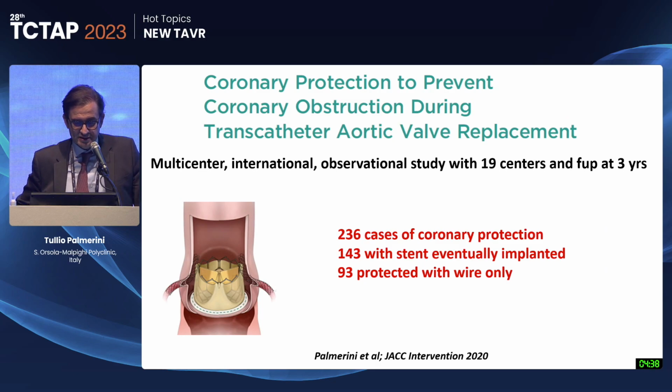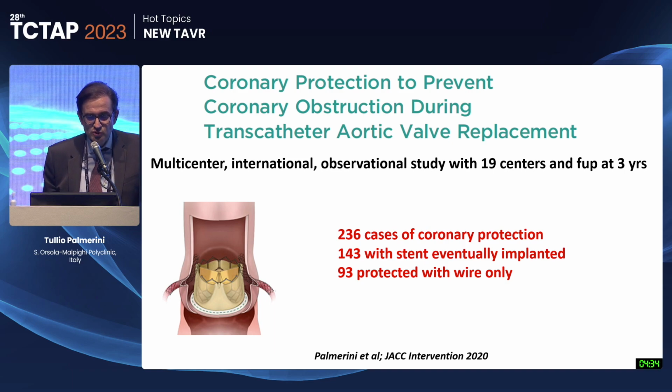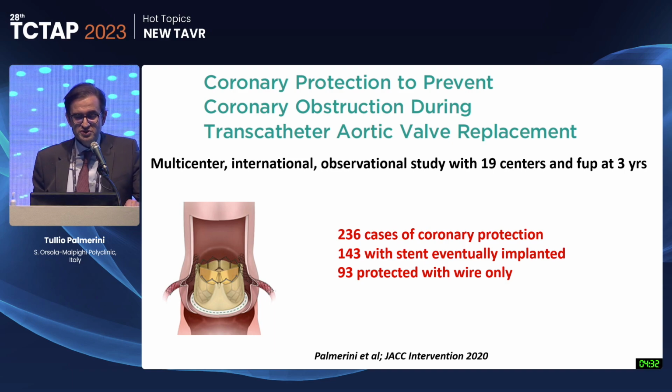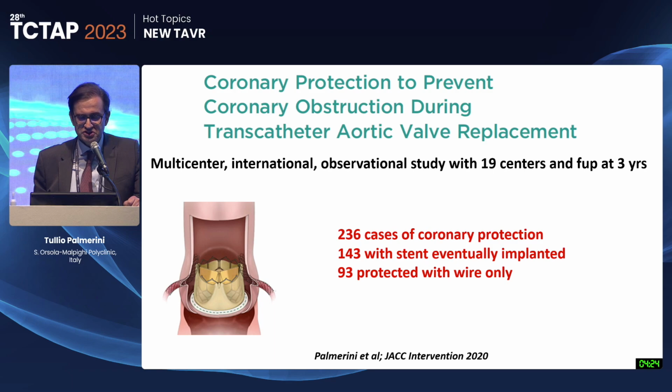So chimney stenting has been investigated in this multi-center interventional observational study involving 19 centers, in which we have 3-year follow-up. We collected 236 cases of coronary protection, 143 of whom underwent stent implantation, whereas in 93 patients, protection was performed with one only. So what is this group?